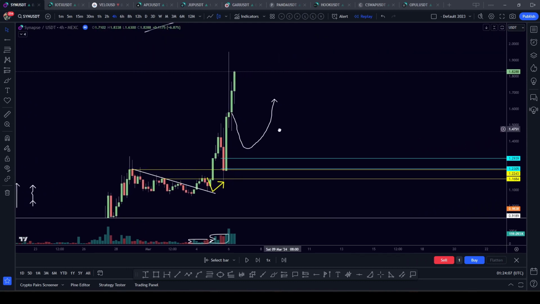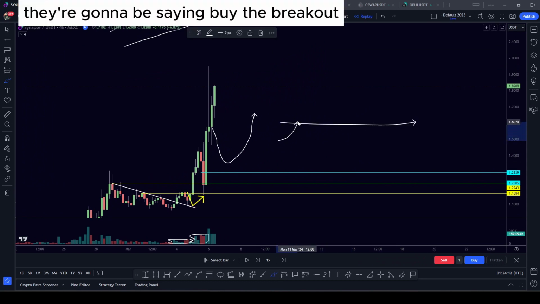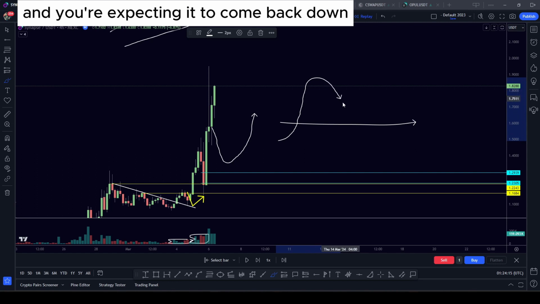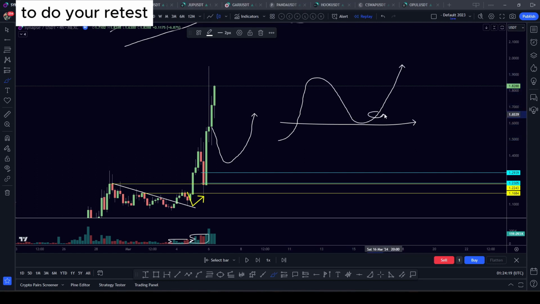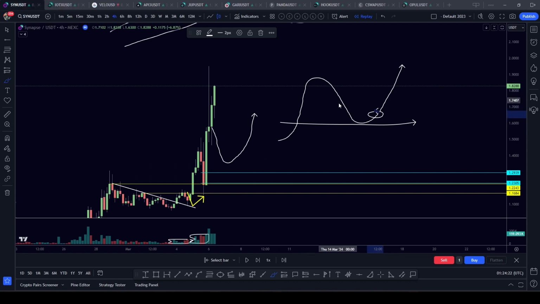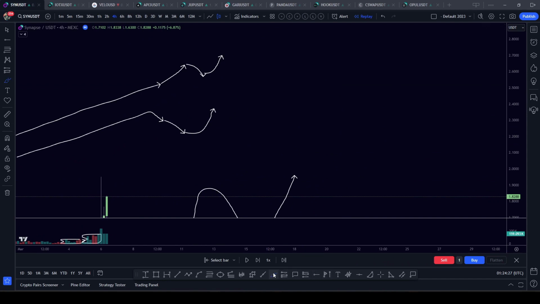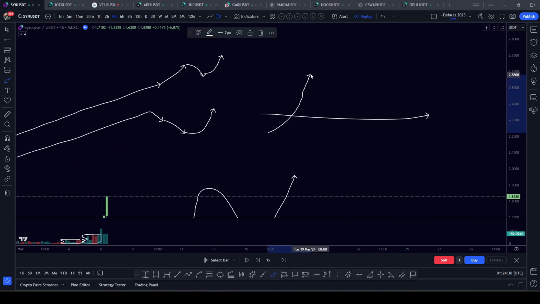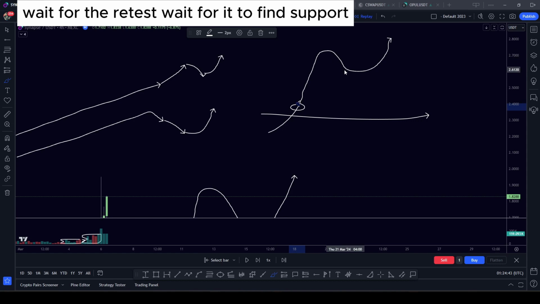Because you're going to notice that during the bull market, all these mentors are going to be saying, buy the breakout, add on retest. And you're expecting it to come back down to the area that it broke out from to do your retest. However, you're going to notice that most of these coins, when they actually do the breakout, keep on going, and then now you're waiting for the retest and it comes down just a little bit before breaking up. What I teach is you can buy some on the breakout, a third, wait for the retest, wait for it to find support.